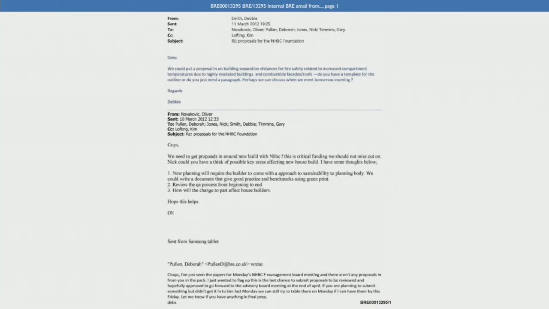We could put a proposal on building separation distances for fire safety related to increased compartment temperatures due to highly insulated buildings and combustible facades/roofs. Do you have a template for the outline, or do you just need a paragraph? Perhaps we can discuss when we meet tomorrow morning. Now, can you just explain what you mean there by your reference to combustible facades?